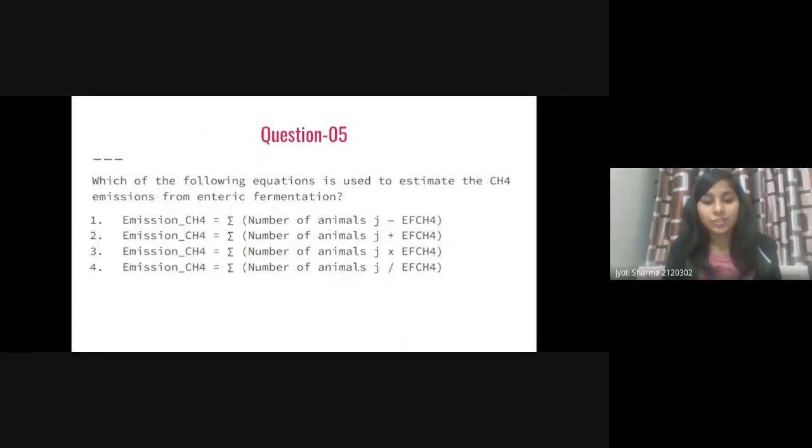Okay. The next question is, I think we have already seen this formula. Which of the following equations is used to estimate the methane emission from enteric fermentation?